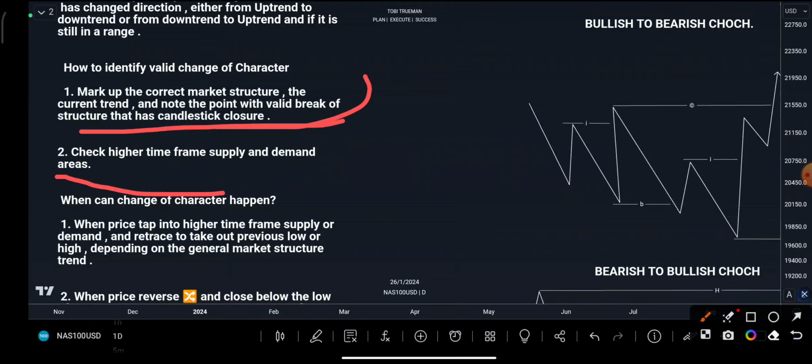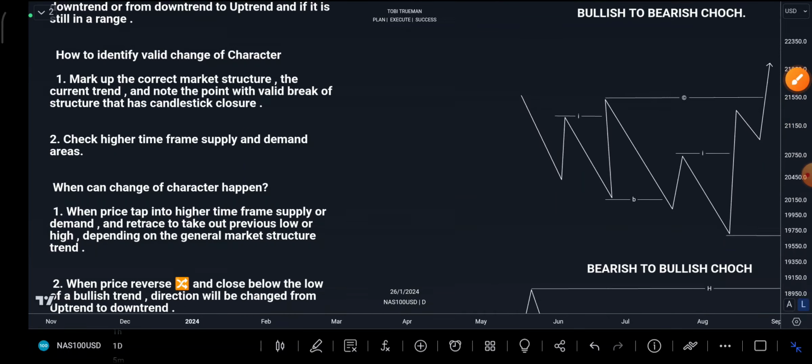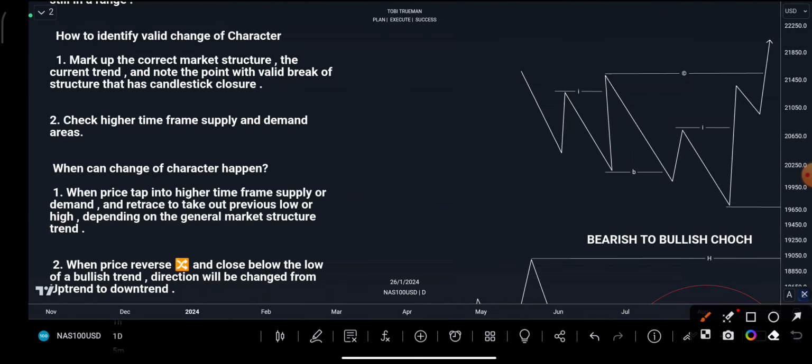Check higher time frame supply and demand. There are 2 ways to identify a valid change of character. First thing first, you need to mark the correct market structure. After marking that, then you need to also check for your higher time frame supply and demand areas or zones. Okay, now there are 2 things you also need to note. That change of character, when it occurs, is when price taps into a higher time frame supply or demand zone and retraces to take out previous low or high, depending on the market structure.